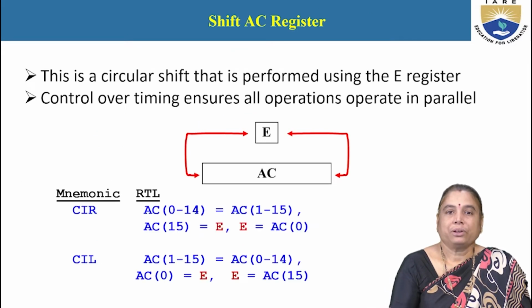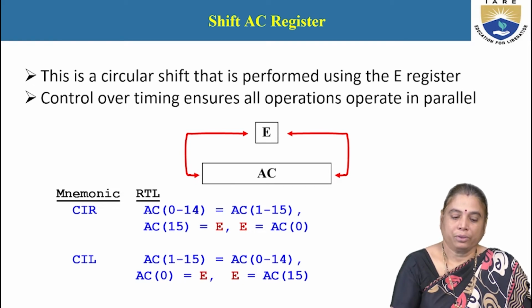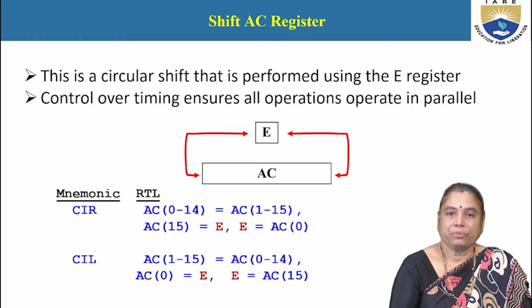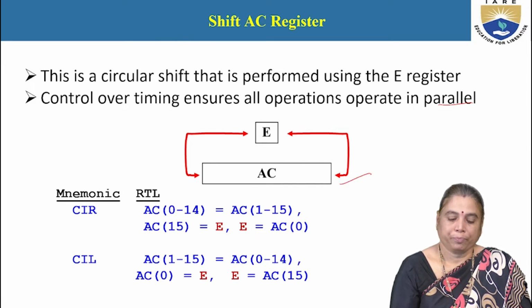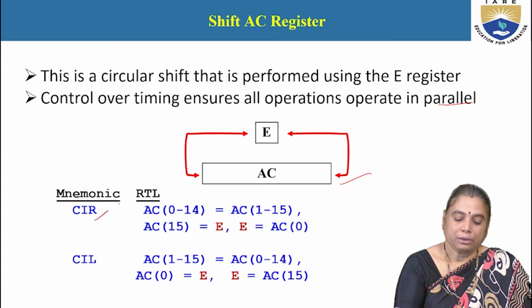Next, the shift operations and how they affect the registers. This is a circular shift that is performed using the E register. Control over timing ensures all operations are performed in parallel. Along with the AC register and E, a circular shift operation can be performed. The two instructions that come under this category begin with CIR.